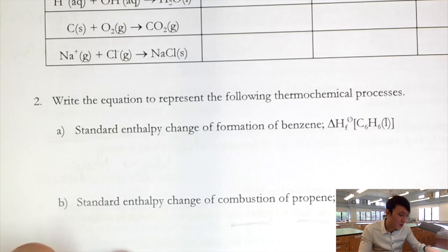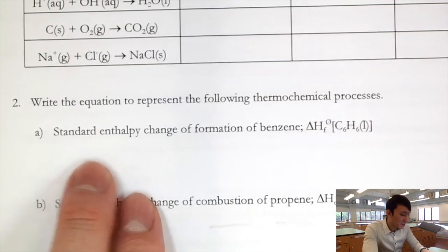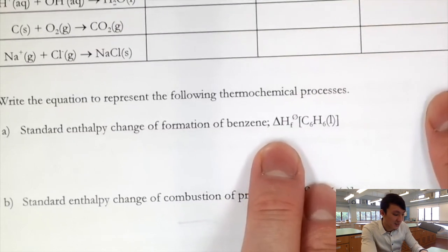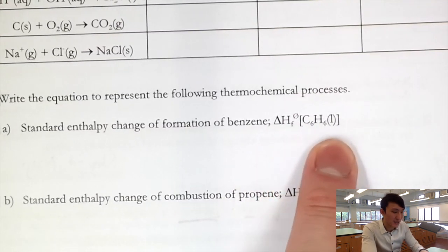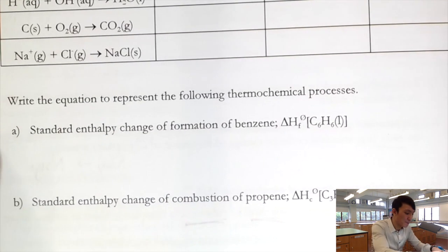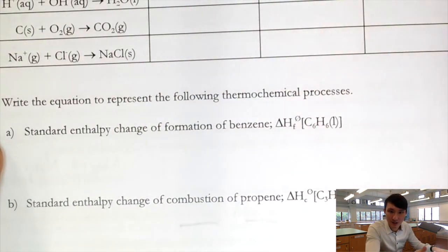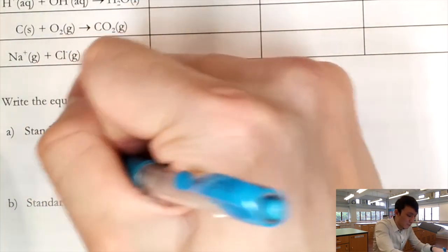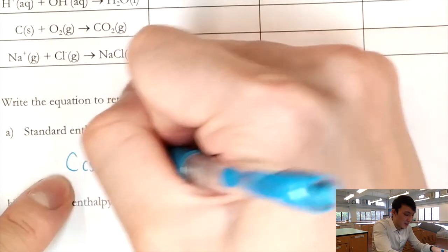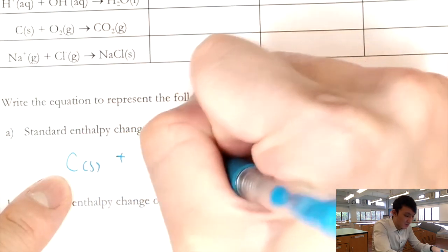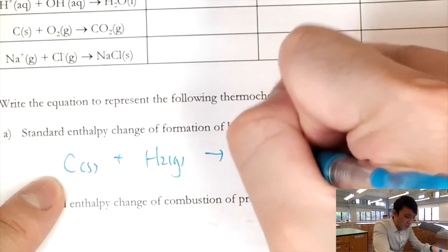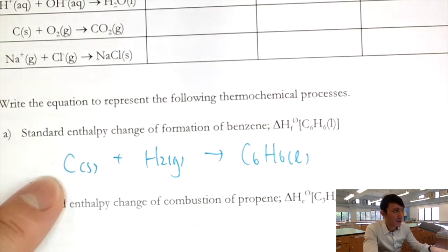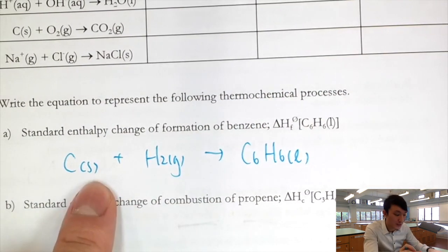I just want to do one example. So here, standard enthalpy change of formation of benzene, ΔH°f of benzene. So it must form from its constituent elements. So it must come from carbon and hydrogen, to form C6H6 liquid. Make sure you include all the physical states.